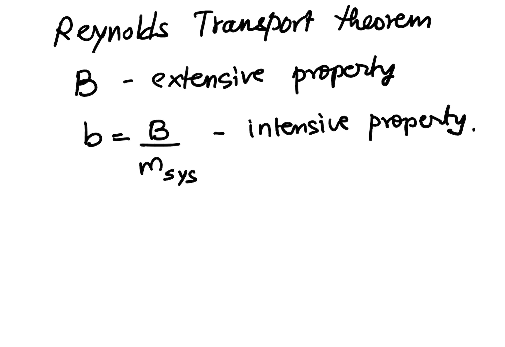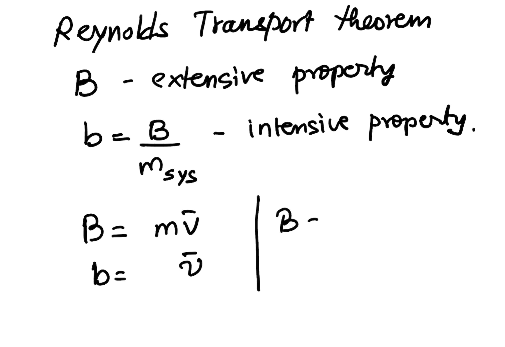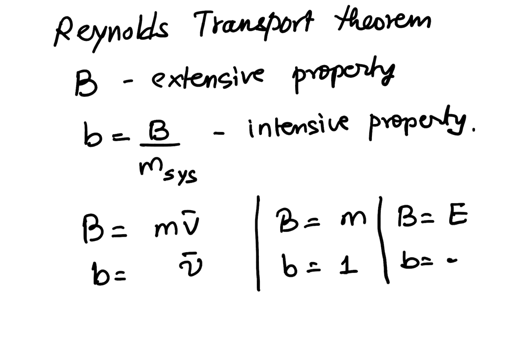An example could be: B is linear momentum, lowercase b would be velocity. You can have B to be mass, lowercase b would be simply 1. You could have B to be the total energy of the system, lowercase b would be the specific energy of the system. Now, what is the Reynolds transport theorem?